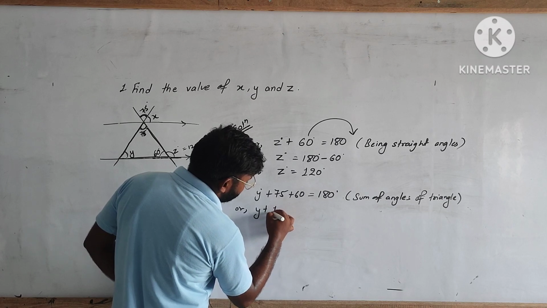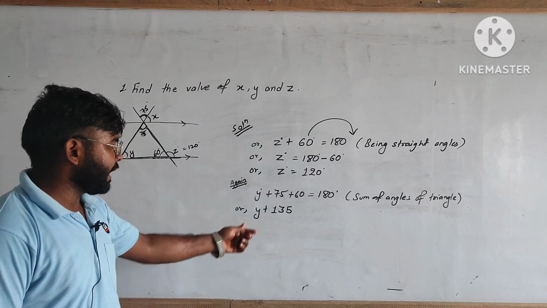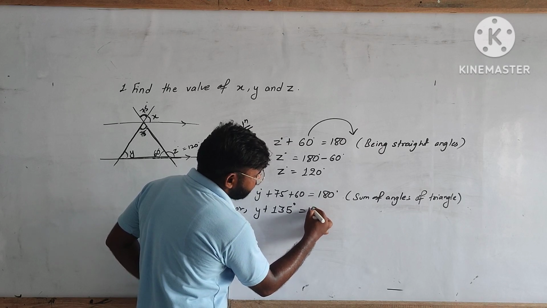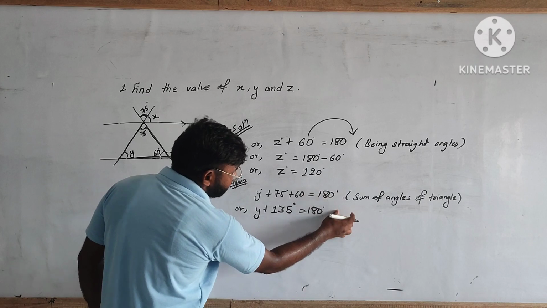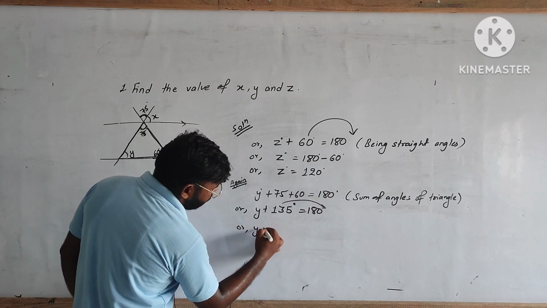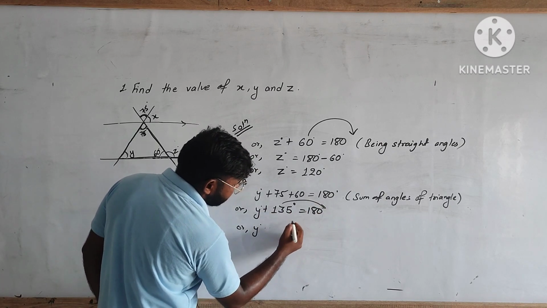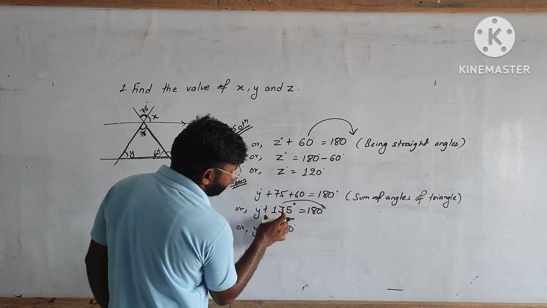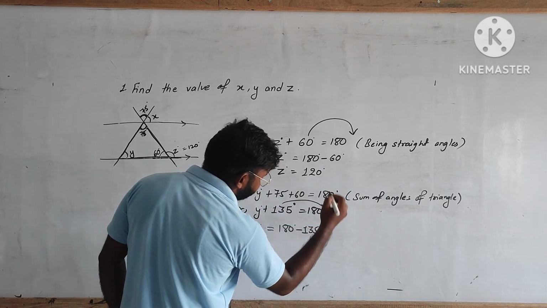135. By adding this, we got 135 degrees, and it is equal to 180. Now this number will go to the other side. So y degree plus, no, not plus, because this is changing sides, equal to 180 degrees, and this will change its side, and now it becomes minus 135 degrees.